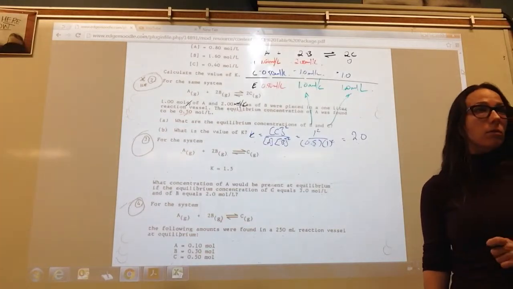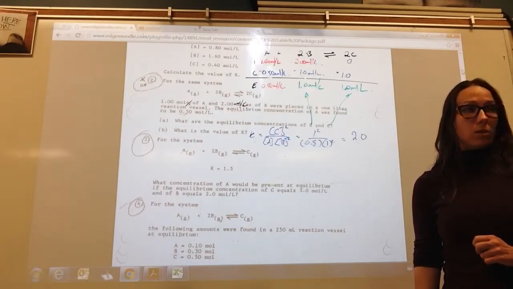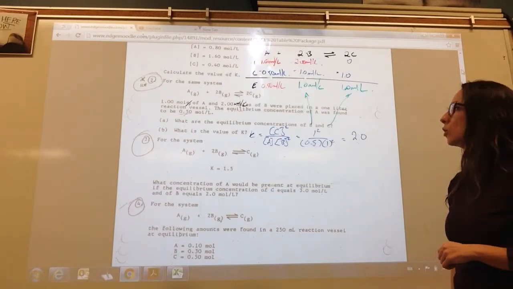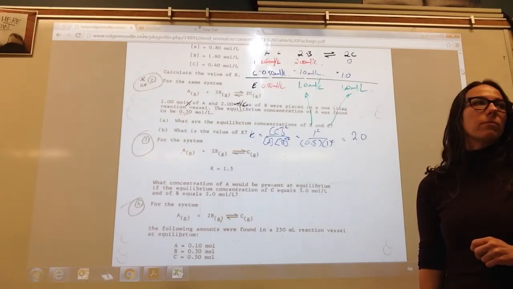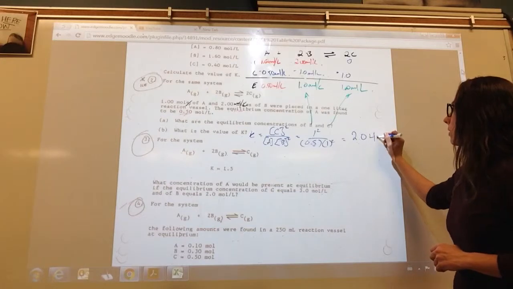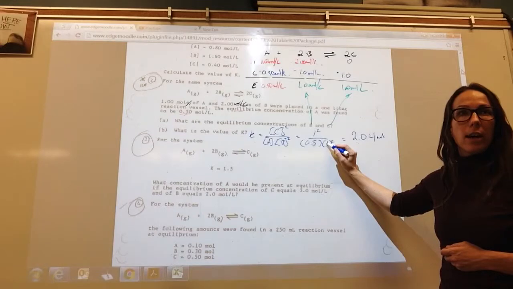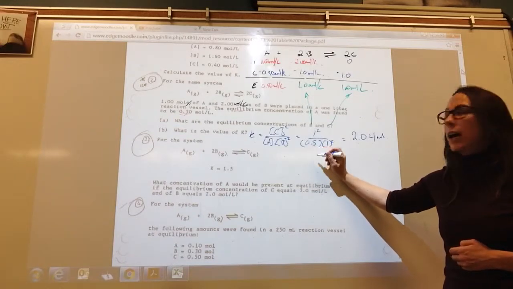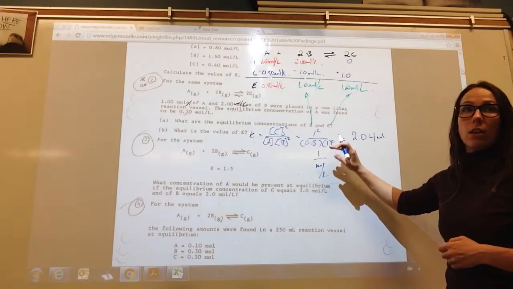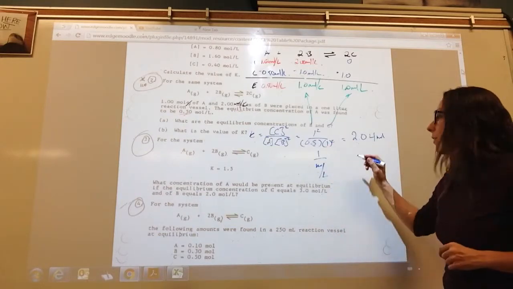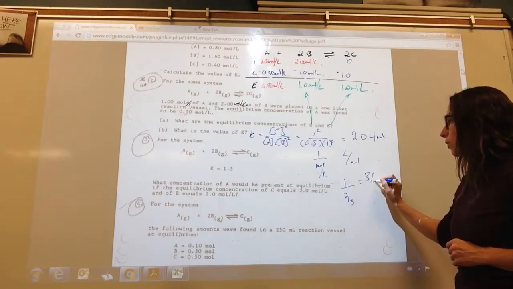Which is a big number, therefore my products are favored. Units? Not quite. Liters per mole. My moles per liter squared will cancel out my moles per liter squared, and I'll be left with 1 divided by moles per liter, which is 1 divided by a fraction is the reciprocal of that fraction, so liters per mole. Or 1 divided by 2 over 3 is equal to 3 over 2.